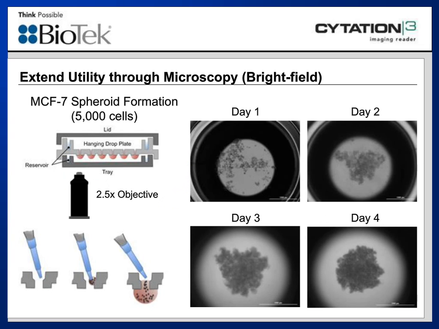Microscopy, as mentioned previously, is used to track formation of spheroids. In this particular example here, MCF7 cells, these are GFP expressing, stably expressing cells. These were added to the plate, approximately 5,000 cells per drop, and were imaged using a 2.5x objective.